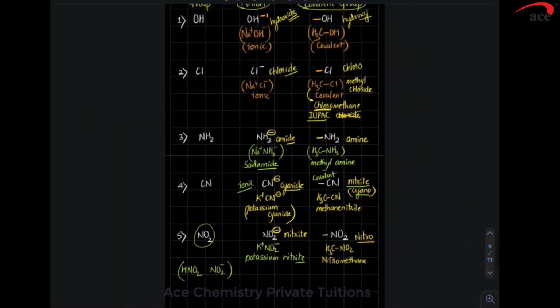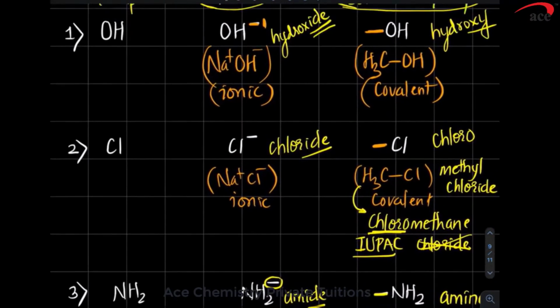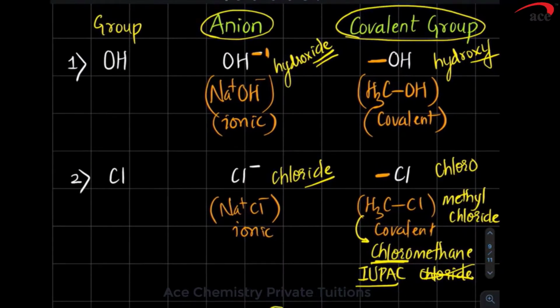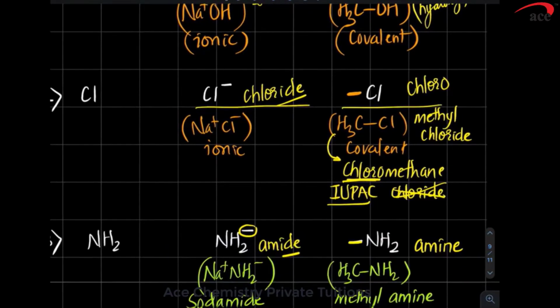So, are you able to see? Right, there are groups which are anion as well as covalent. This is OH minus, anion, hydroxide; when covalent, hydroxy or hydroxyl. Similarly, Cl when it is anion, chloride; when it is covalent, chloro.